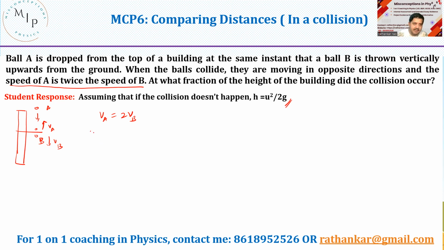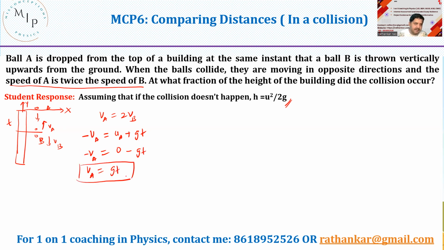Now let me consider the time taken by ball A to reach this point as time t. In the same time, the particle that I have thrown here will also reach this point. Only then can they meet together, right? So VA is equal to UA plus GT. UA is 0, initial velocity 0. If you are concerned with the axis, I'll consider this as my x-axis and this as my y-axis. In that case, this becomes minus VA is equal to minus G into T, or you will write VA is equal to GT. Okay, we have got one equation.